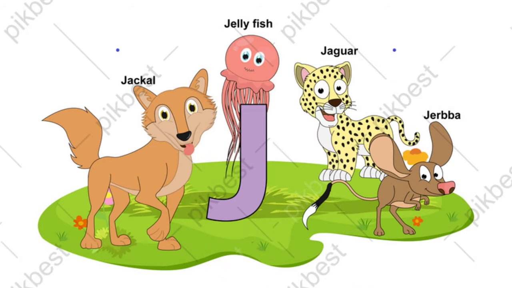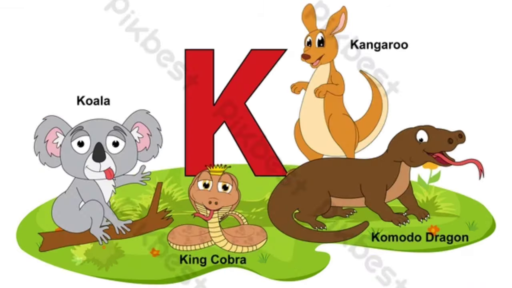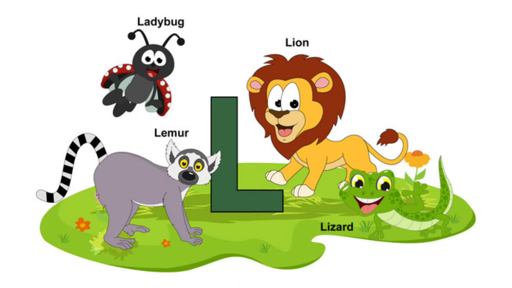J for jellyfish, J for jackal, J for jaguar, J for jadabba. K for kangaroo, K for koala, K for king cobra, K for komodo dragon. L for ladybug, L for lemur, L for lizard, L for lion.